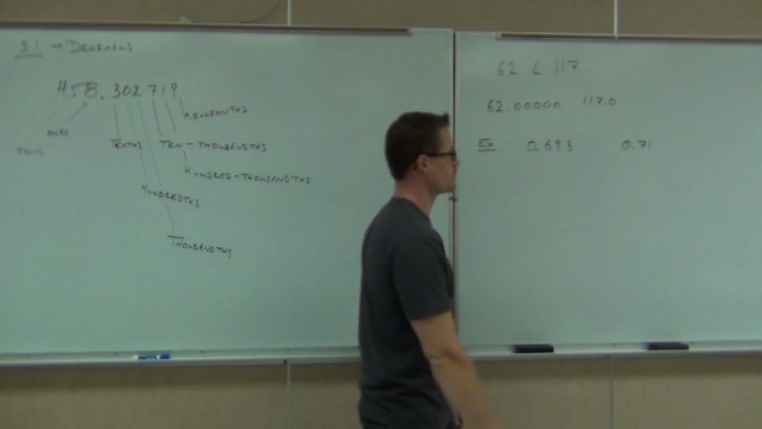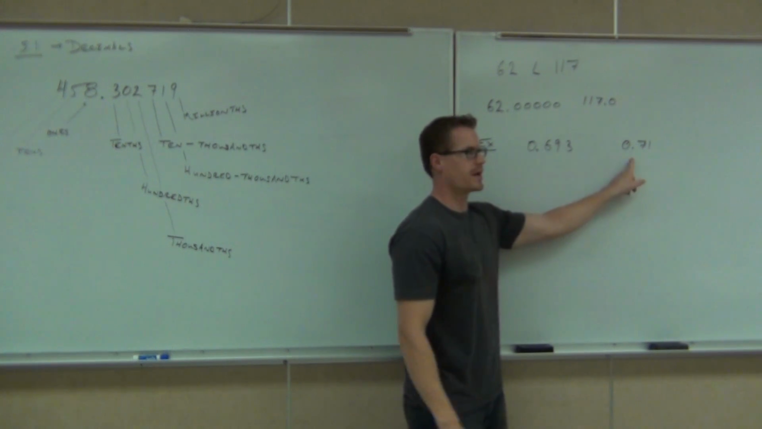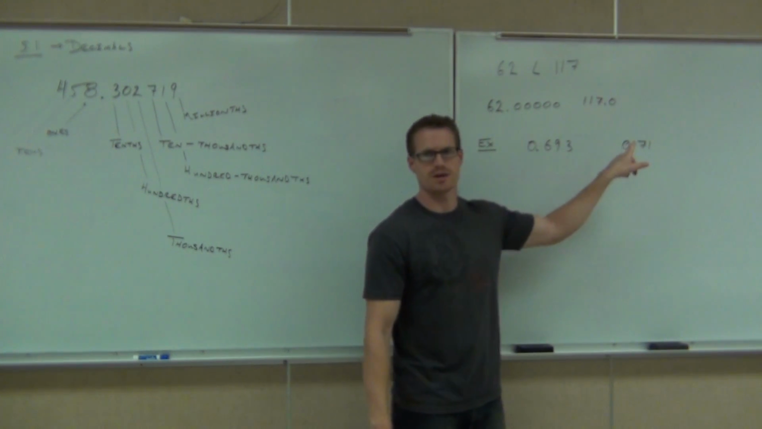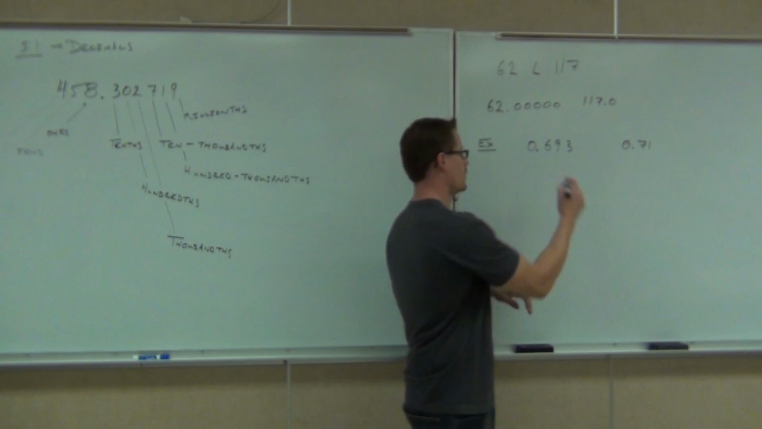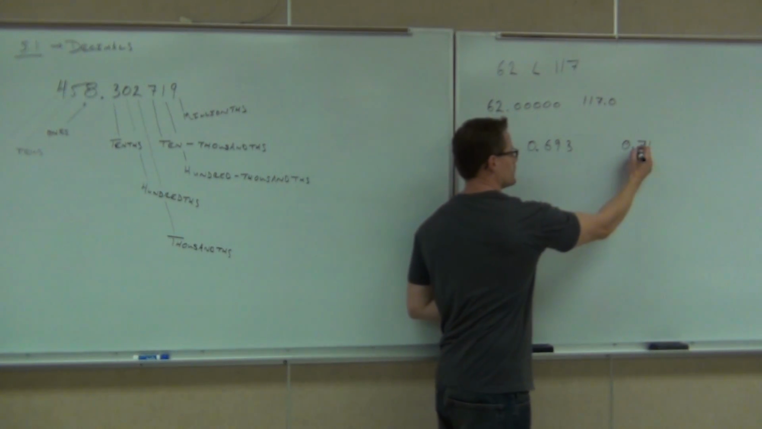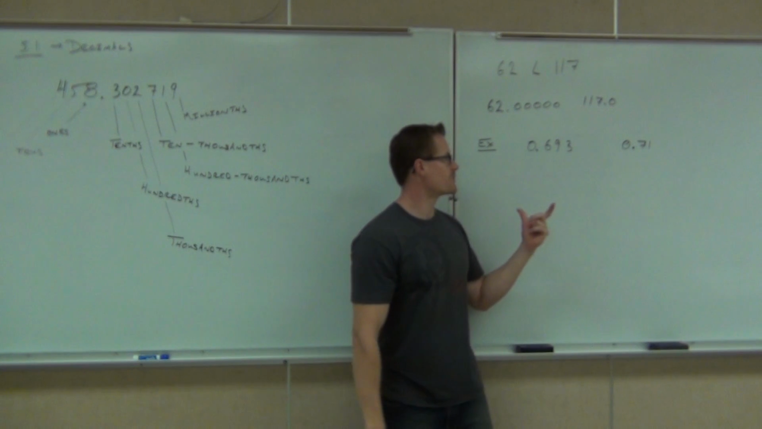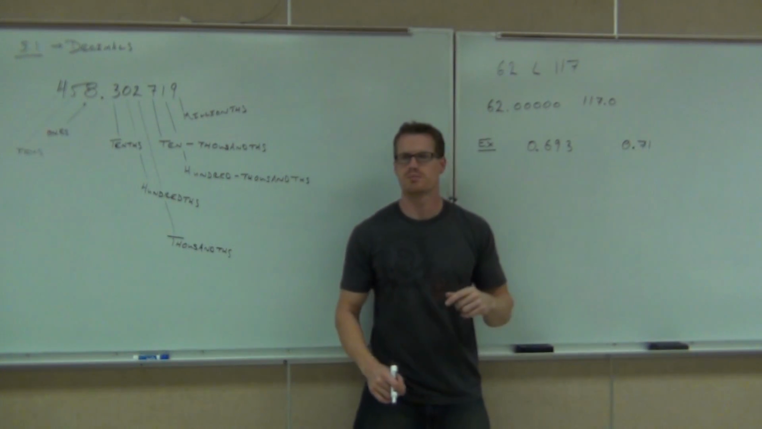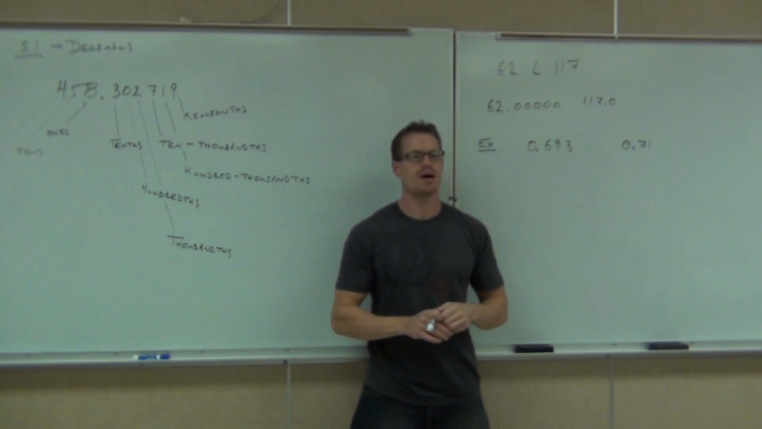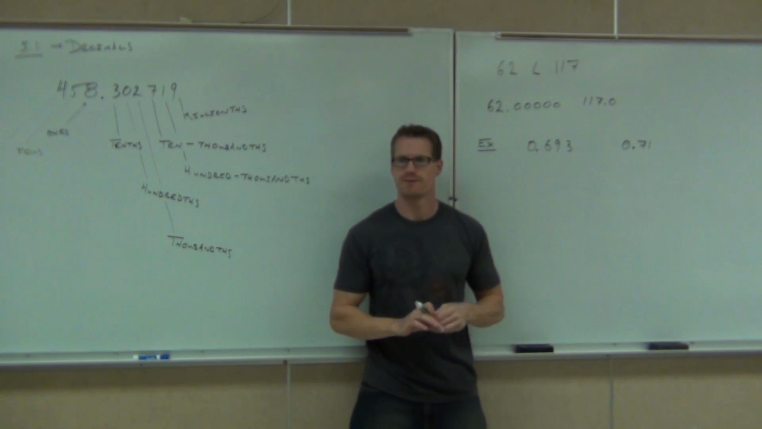Where they have a decimal, there's no whole number, right? There's just a zero. That's why the zero's out there, to show that you have a decimal somewhere. So here and here, the question is, which one is bigger? Is the .693 bigger or the .71 bigger? 0.71. Okay, now why do you say that? Because you can put another zero on the top.